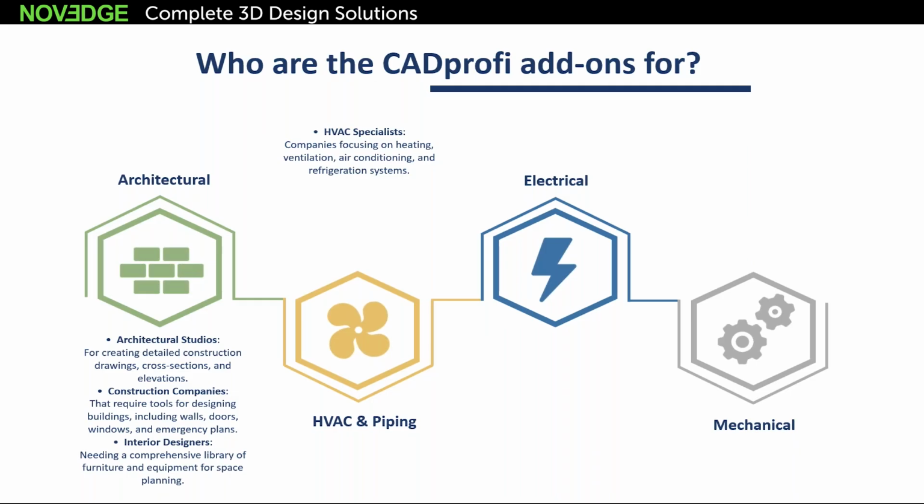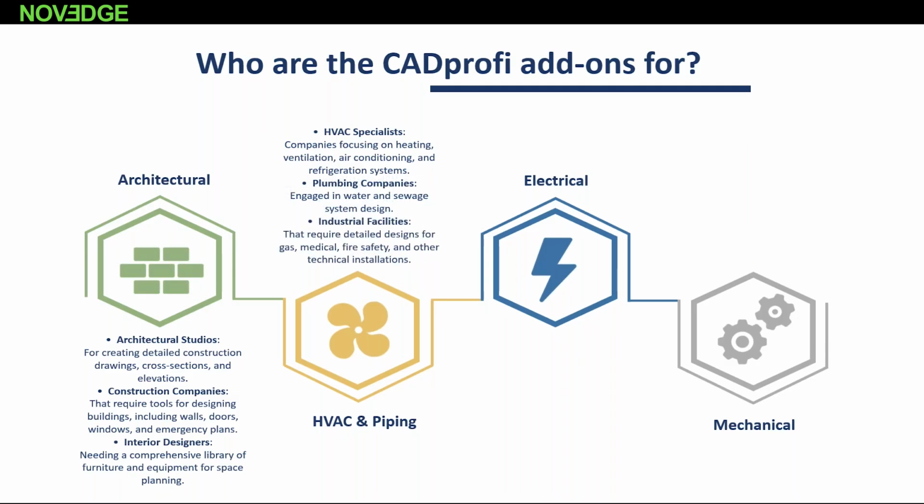This is dedicated to companies focusing on heating, ventilation, air conditioning, and refrigeration systems. But plumbing companies might also be interested in CADprofi add-ons. Those are the companies that are engaged in water and sewage system design. Finally, we are speaking about industrial facilities that require detailed designs for gas, medical, fire safety, and other technical installations.